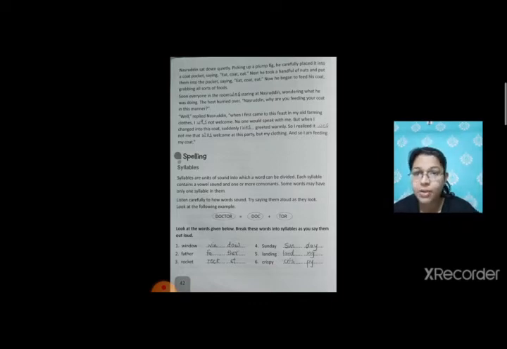For example, given over here, doctor. When you say doctor, you can hear two vowel sounds. One is dok, where there is the sound of vowel O, and another is ter. Over here also you can hear the sound of a vowel. So here the word doctor is divided into two syllables.